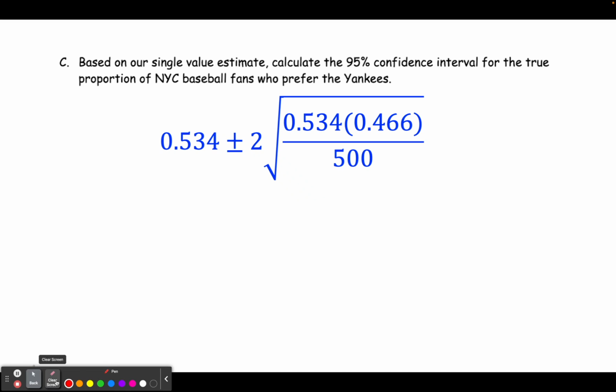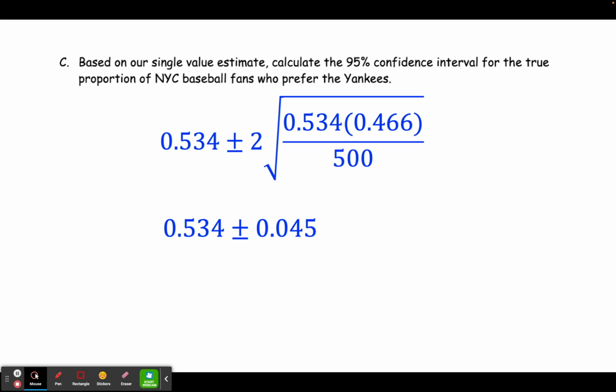Now, what I would recommend that you do to calculate this is do all of this stuff under the square root first. Store that answer in your calculator. Don't round it off. Then take the square root. Again, store that answer. Don't round it off. And then multiply by 2. I would stop there because that's going to give you your margin of error. So you could then write your interval as 0.534 plus or minus 0.045. And please save all of your rounding off until that very last step.